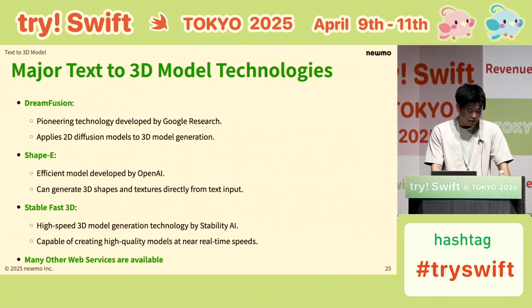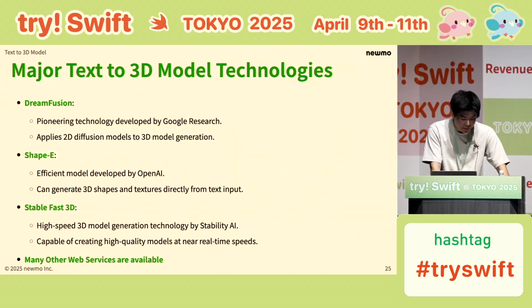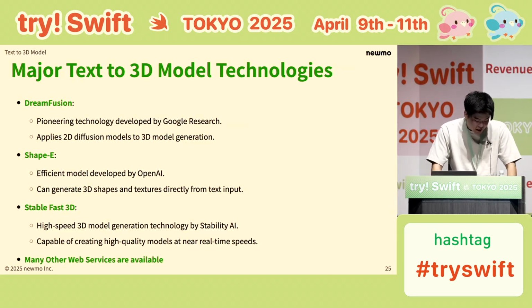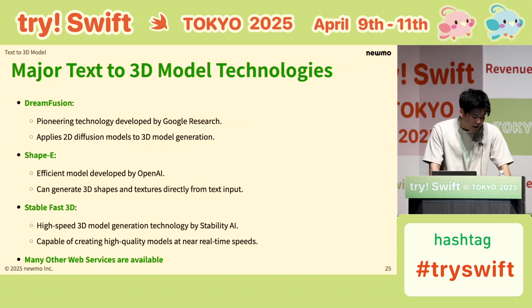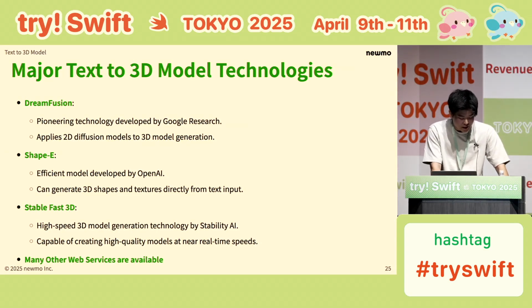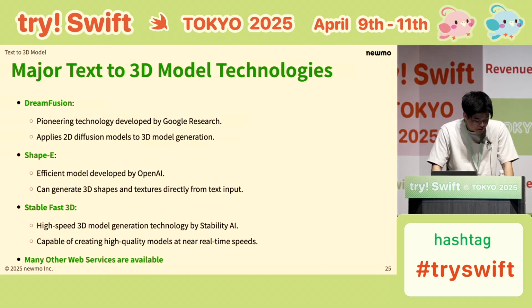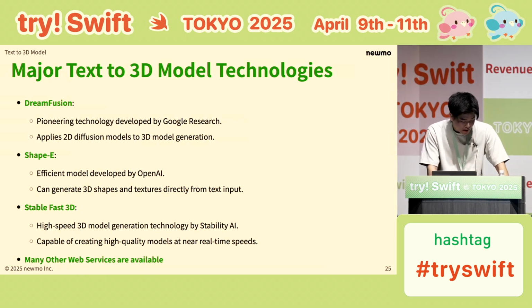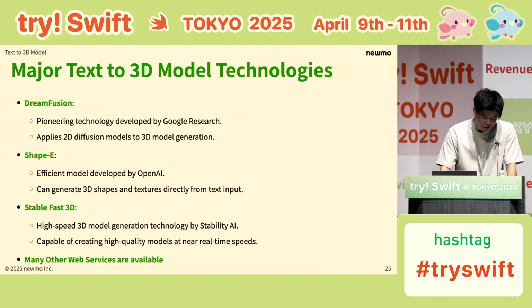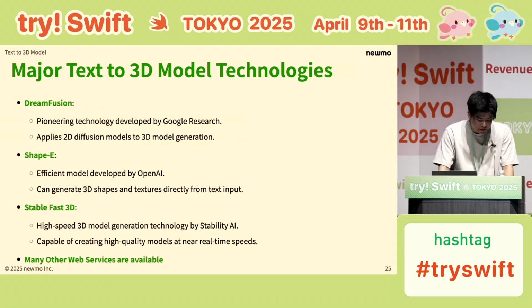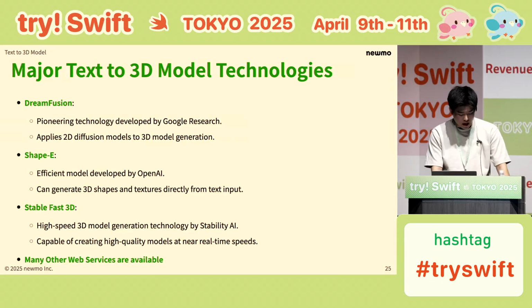The world of text to 3D model is changing very fast. Important tools have been made: DreamFusion from Google Research, Shap-E from OpenAI, Stable Fast 3D from Stability AI. These are only some examples of public models. Also, there are many other private models and web services, always trying to improve how good, fast, and easy creating text to 3D is.